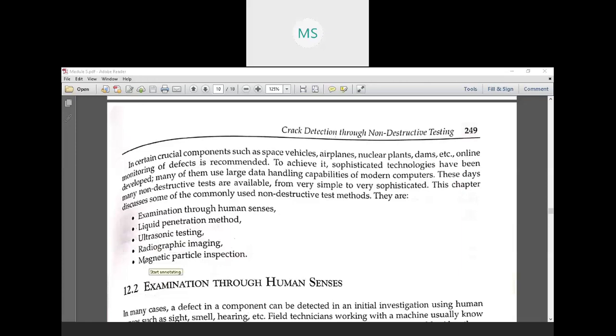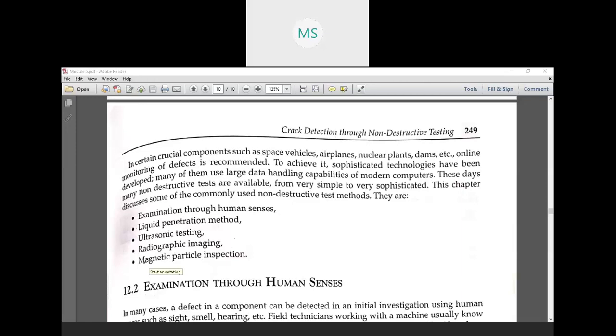In certain crucial components such as space vehicles, airplanes, nuclear plants and dams, etc., online monitoring of defects is recommended. To achieve it, sophisticated technologies have been developed. Many of them use large data handling capabilities of modern computers. These days, many non-destructive tests are available, from very simple to very sophisticated. This chapter discusses some of the commonly used non-destructive test methods.